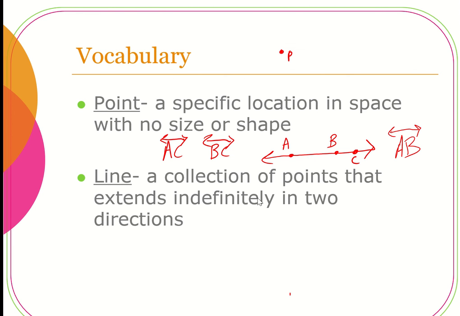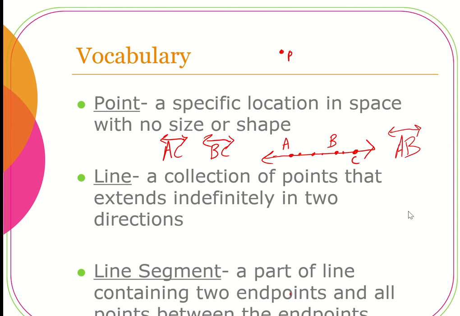It's a collection of points. How many points are on here? There's an infinite number of points. Now, we've only got names for 3 of them, but I could put many more points on this line. There's no limit to how many points are on this line. Because remember, a point is a specific location in space with no size or shape. And with this line being infinite, I could put an infinite number of points on that line. Now, you wouldn't really do that, but it is possible. There's an infinite number of points on that line.